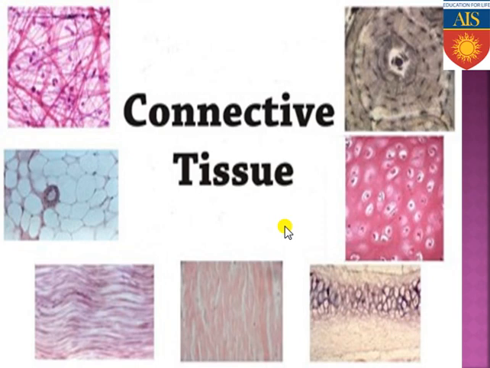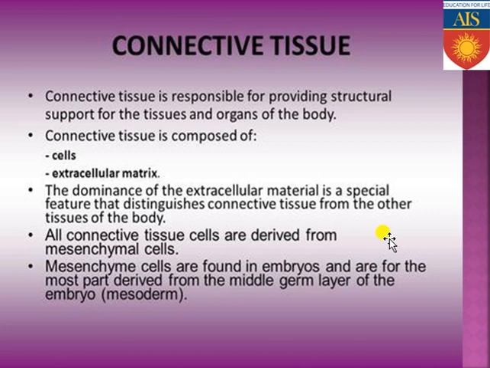Today we will be entering the next type of tissue in the chapter on animal tissue, that is the connective tissue. We all know connective tissue is exclusively the type of tissue which is responsible for providing structural support for the tissues as well as support to the organs of the body.